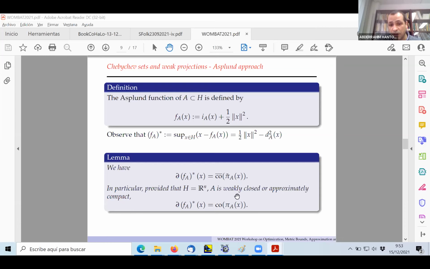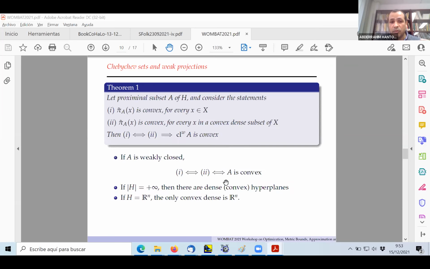And so what we can do is use this classical approach, but taking part of this new formula we had for the conjugate. Actually, we have proved the following result. Given a proximal subset A of H, this is a set always having at least one projection, it is equivalent to say that this weak projection set is convex for every x, or that it is convex in a dense convex subset of X.